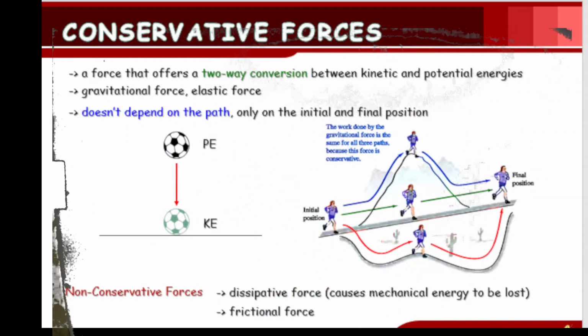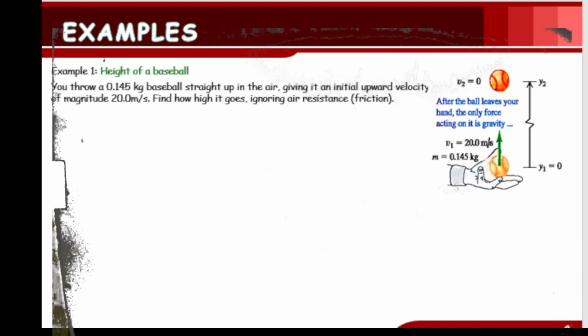Now we can have our example. Now here you throw a 0.145 kilogram baseball straight up in the air, giving it an initial upward velocity of magnitude 20 meter per second. Now take note in this case, imo man na siyang itsa pasaka. Ang atong i-consider nga point is when it already leaves your hand. So ang bola na-release na sa imuhang kamot.